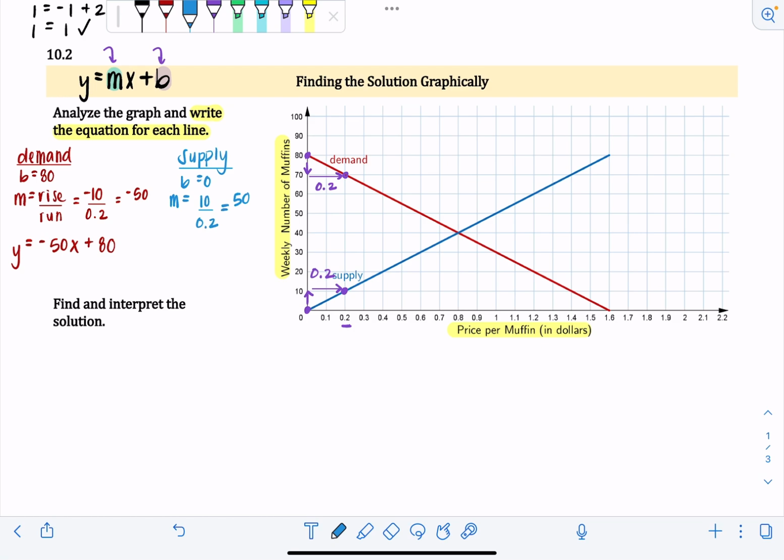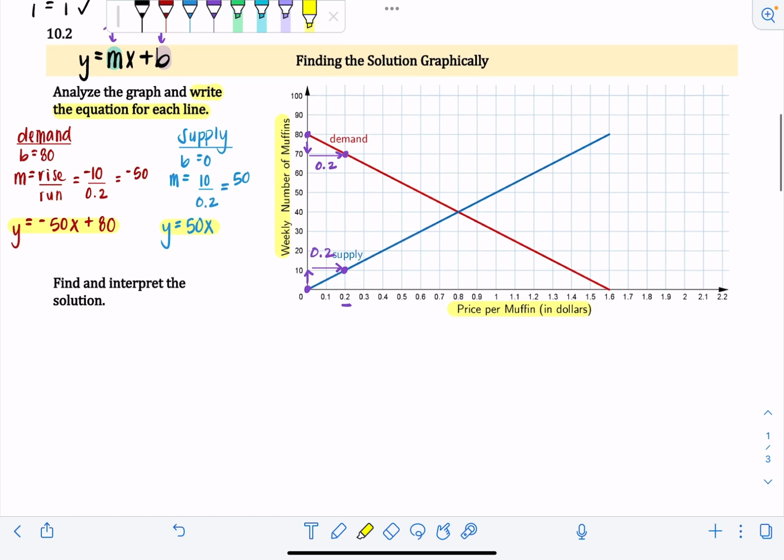Okay, so we have m, we have b. We can plug them into y equals mx plus b. So it'd be y equals, m was 50, x, and then plus b, so plus 0, but we don't need to write plus 0 because it doesn't make an impact on the value of the equation. So our two equations are y equals -50x plus 80 for the red one, the demand, and y equals 50x for the blue one, the supply.